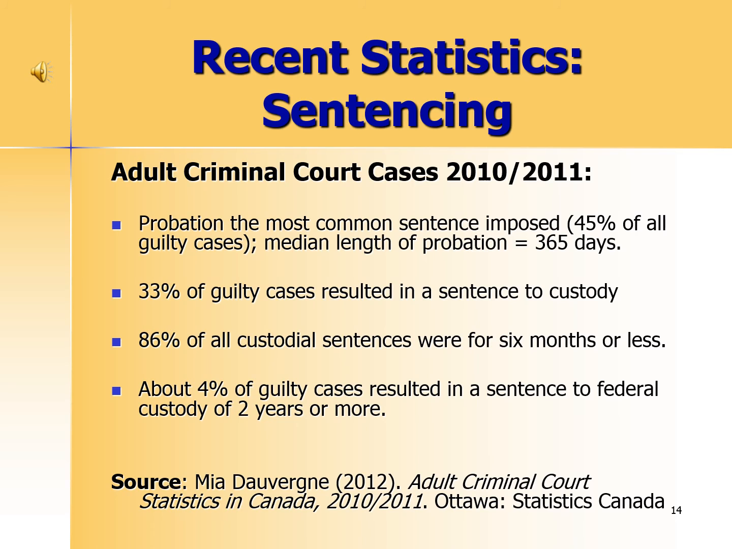Now, 86% of all custodial sentences were for 6 months or less. So they were summary conviction offenses, 86%. So the vast majority of custodial sentences involved a summary conviction offense. About 4% of all guilty cases resulted in a sentence to federal custody of 2 or more years. So these are generally indictable offenses.